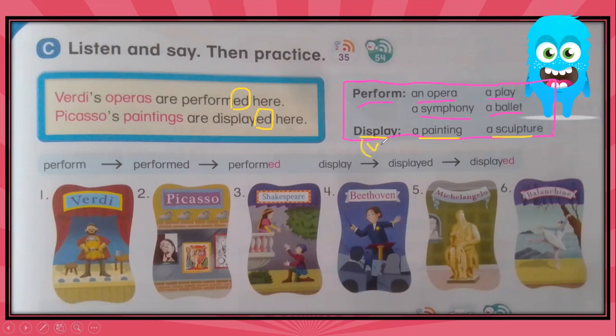Those are verbs. But here, this verb is used in a sentence, and that sentence follows a structure. So we must know that we are going to use the verb in the past participle. That's why we add the ed in this case, and that's because here we have Verdi's operas are performed here. Picasso's paintings are displayed here. So that is the structure.